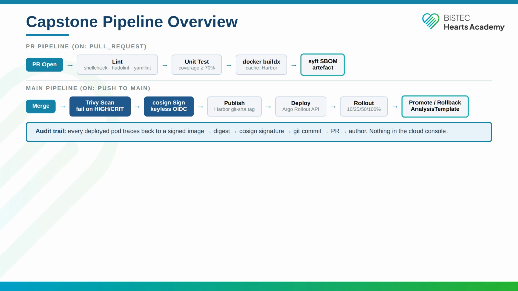The audit chain flows from right to left through that diagram. Every pod running in your cluster can be traced back. The pod shows you the image digest. The digest links to a Cosign transparency log entry. The log entry contains the commit SHA. The commit SHA points to the pull request and the author. That chain is a compliance requirement in regulated industries and a debugging superpower everywhere else.